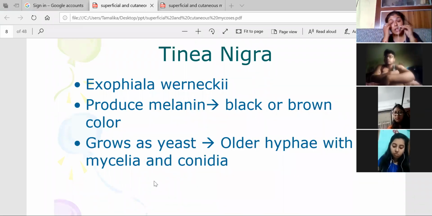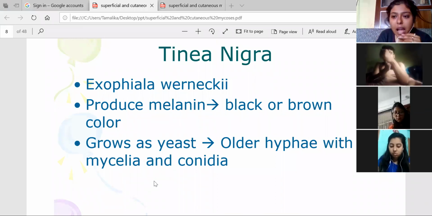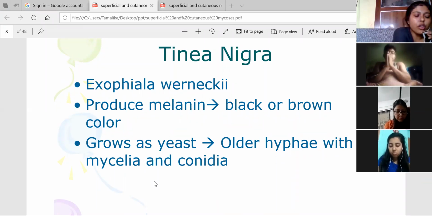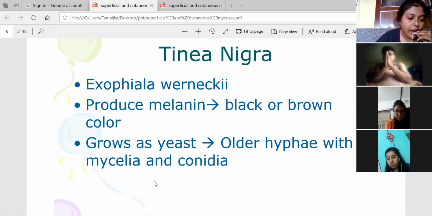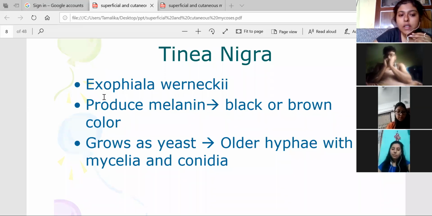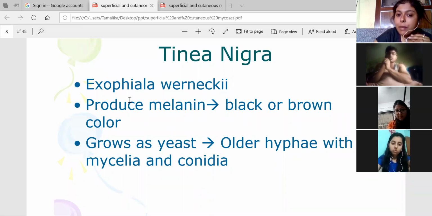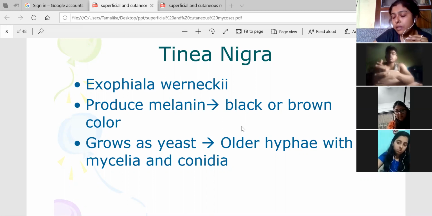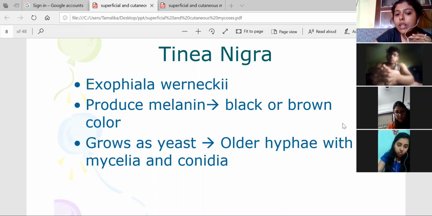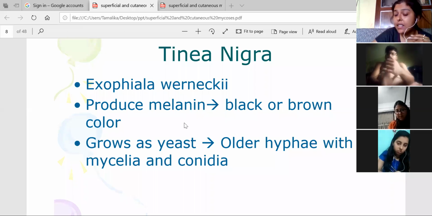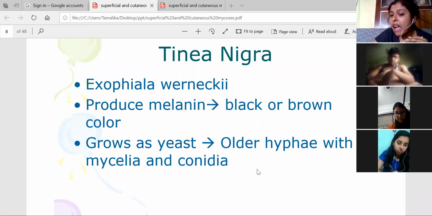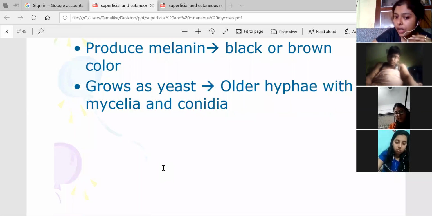Next, I will move on to another disease, which is your tinea nigra. Now, tinea nigra is caused by Exophiala werneckii, which produces melanin, black or brown in color. So they produce a melanin which is black and brown in color, and they grow as yeast, or older hyphae with mycelia and conidia. So they have hyphae, sometimes with mycelium, and they have conidia-like structures.